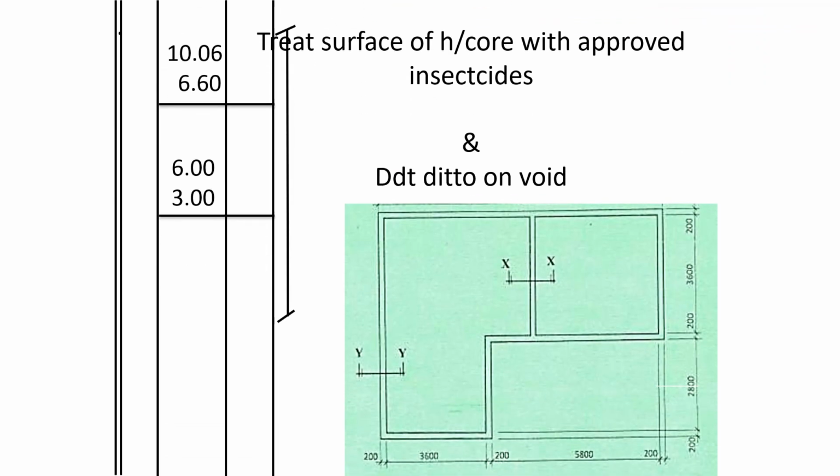So we shall go to treat surface of hardcore with approved insecticides. The surface of the hardcore that we shall treat is on top of the murram blinding. So the same dimensions that were on the murram blinding will be on the treating with approved insecticides.